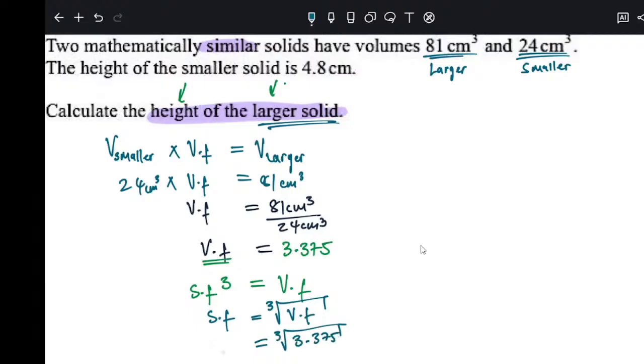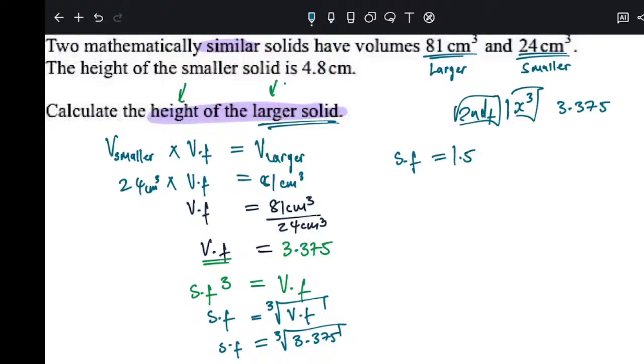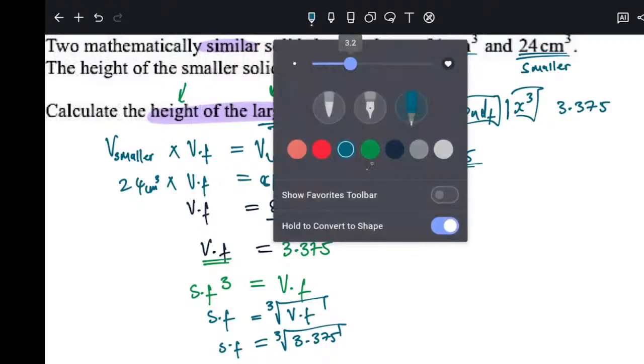Somebody, can you tell me what you get as the scale factor? Scale factor is equal to what? Press second function, then this x cubed. It becomes cube root. Then say 3.375. What do you get? Oh, Simon, I'll help you. What do you get? 1.5. So this is 1.5.